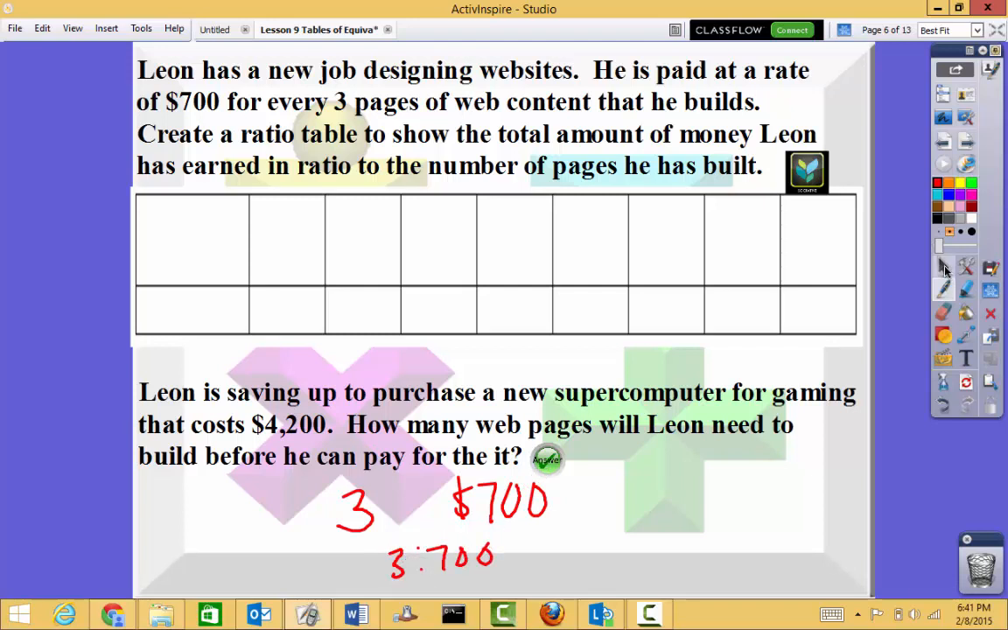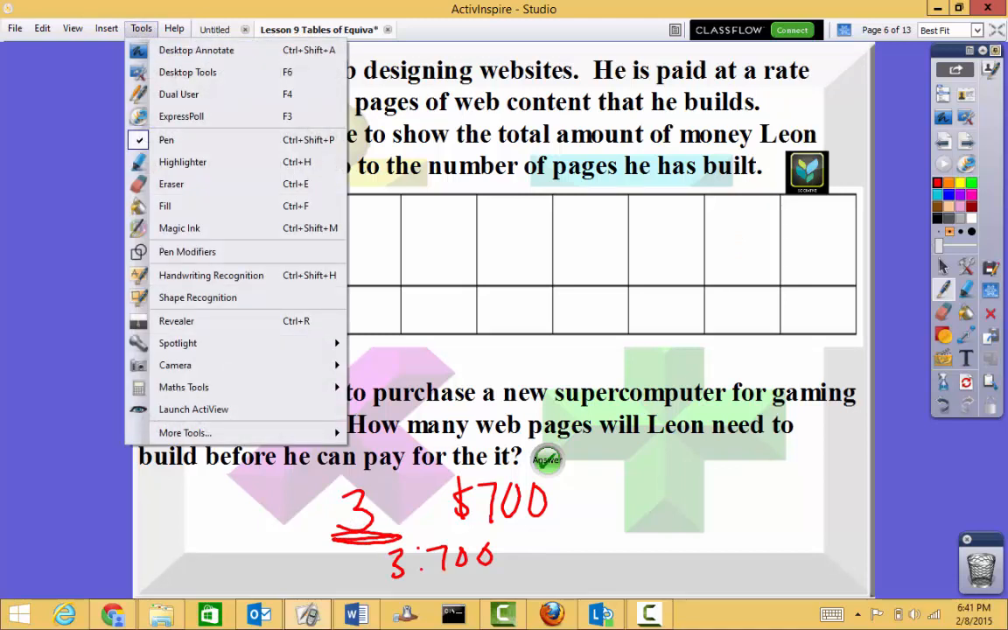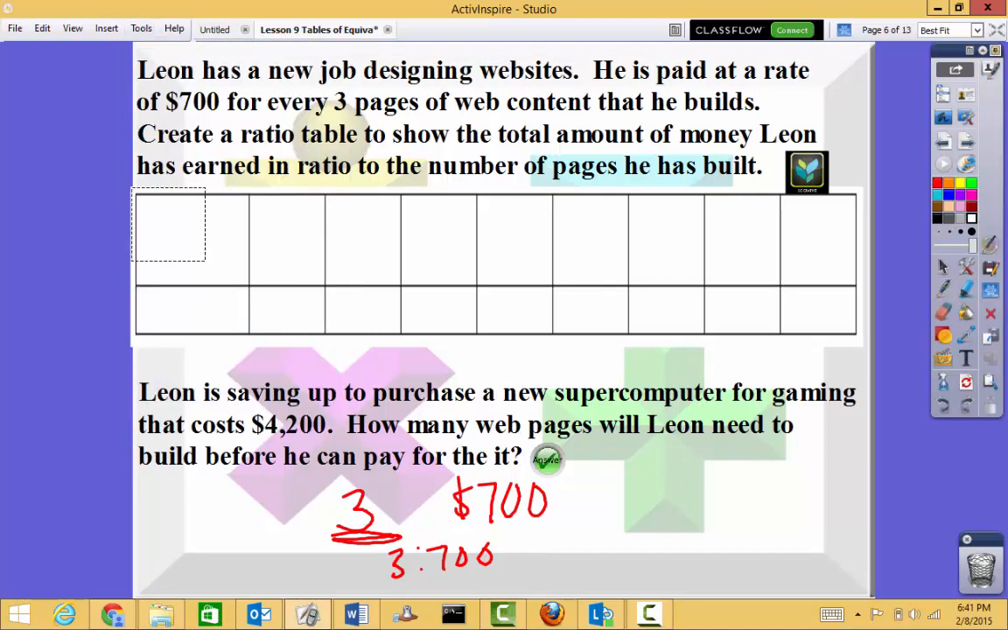So what we need to do is, on this table, figure out how much money he's going to make depending on the number of web pages he builds. Our first thing is that we need to figure out our labels. One label is going to be the total amount of money that he earns, so his total money earned. The other one is going to be the number of web pages he builds. So my ratio is web pages to his total money.